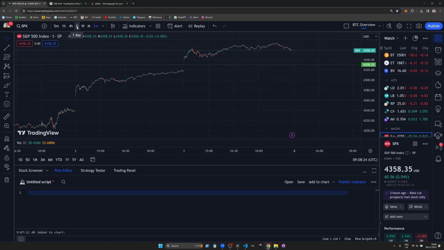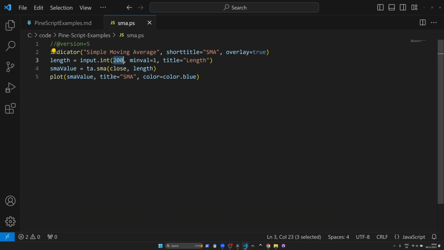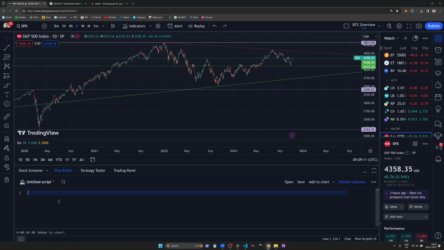We use PineScript's built-in technical analysis library, which includes various moving averages, including the SMA. Our final task is to plot the SMA line and set the line color to blue. To bring this indicator into our chart, simply copy the code into TradingView's Pine Editor and click Add to Chart.